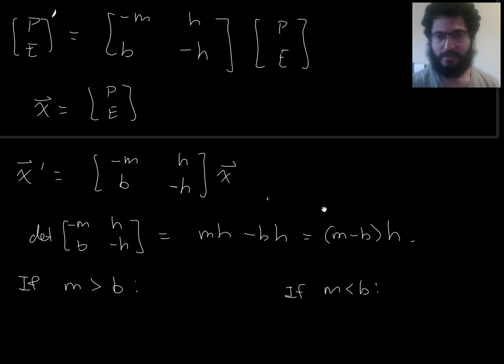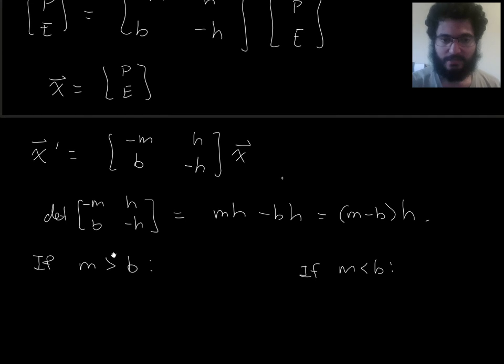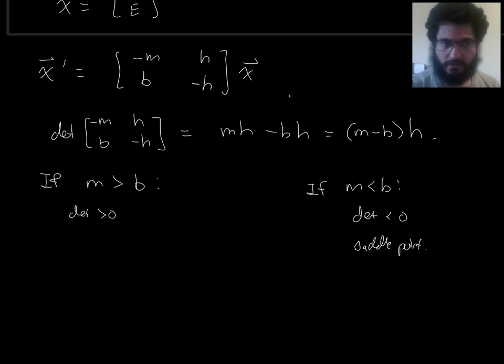Okay, now I'm assuming you've thought through whatever you wanted to think through, and here's what I'm going to do with it. If m is bigger than b, then the determinant is positive. If m is less than b, the determinant is negative, right? And here's one where we can immediately say something. If the determinant is negative, then we have a saddle point, right? That means the eigenvalues are real, and you have one positive and one negative, right?